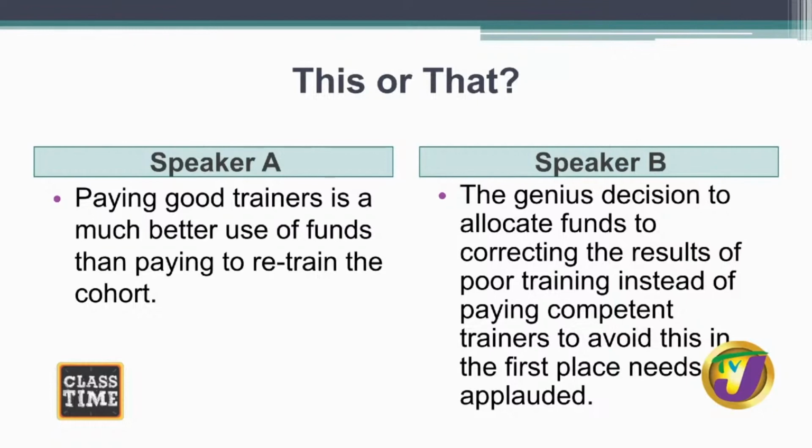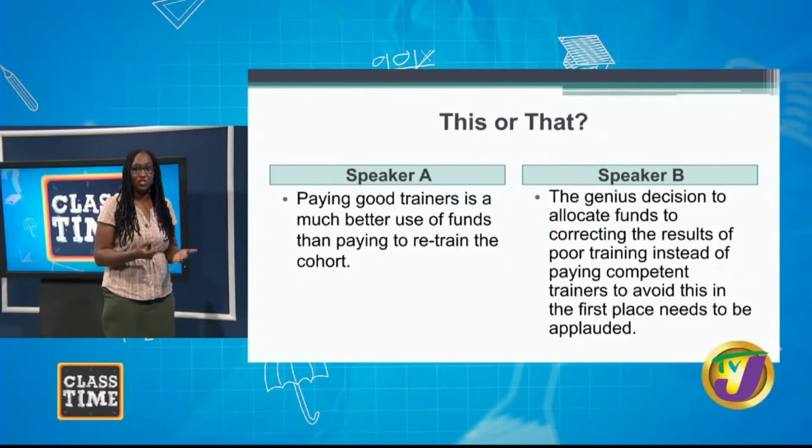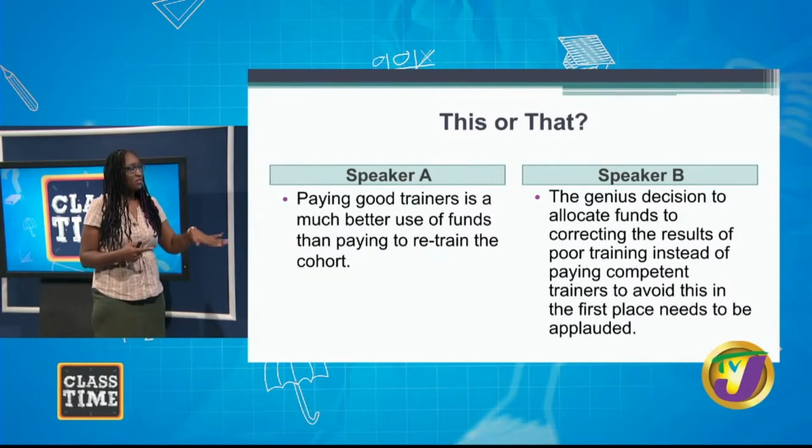Now look carefully at how differently these two speakers express the same point. So Speaker A, naturally, is saying, if you had paid upfront to get good trainers, then you would now have to find money to go retrain. But Speaker B now is not taking it so lightly, is not taking it so easily. Speaker B wants to point out how ridiculous it was to not pay the proper trainers in the first place. So when Speaker B says the genius decision, they don't really mean it was a good decision.